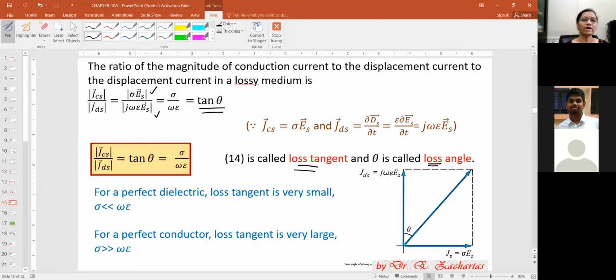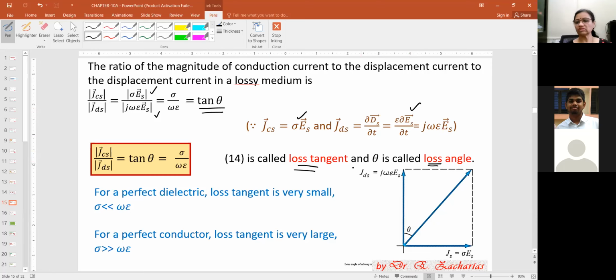In case you don't know how I arrived at this equation, I've just put this for you. Just look at this. This is J_d = j omega epsilon E_s. I've just done it out here for you. And similarly, this comes from Ohm's law. Okay, just substitute and you will get sigma by omega epsilon. We call this as tan theta, where tan theta is called the loss tangent and this angle theta is called the loss angle.